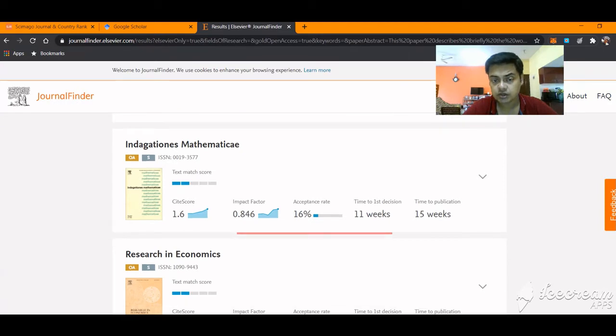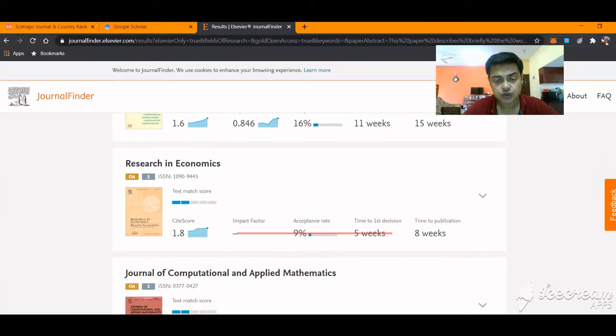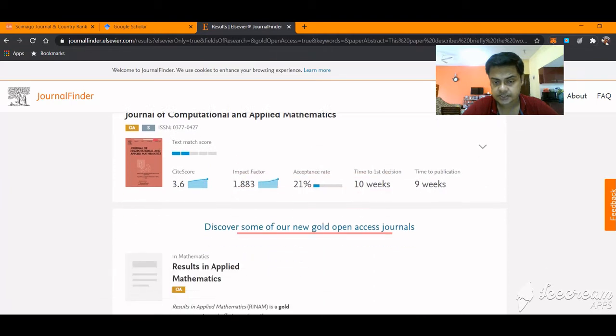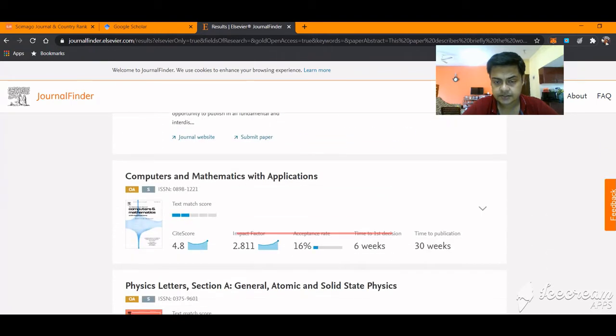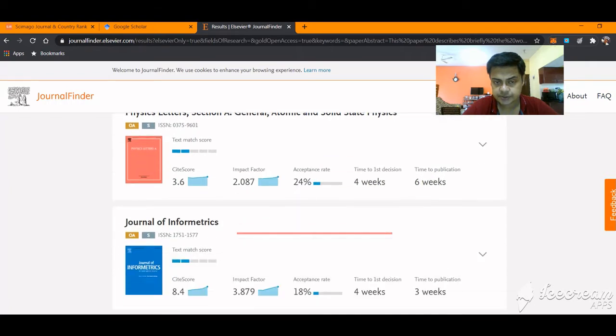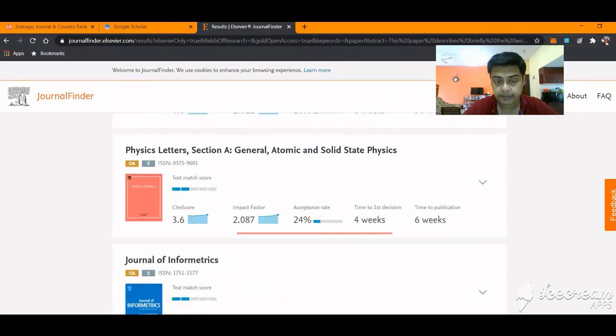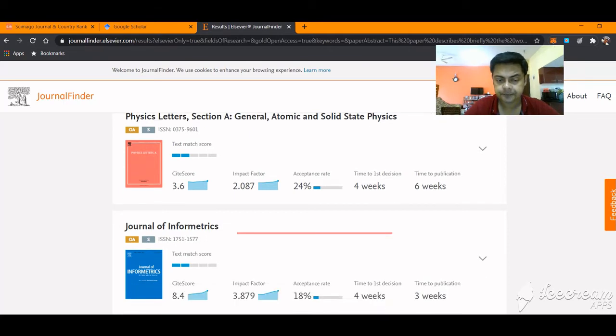Impact factor is low, but acceptance rate is also low. So let us find some acceptance rate high. Some journals, 16%, 95%, 24% is good, better. So impact factor is 2.08, acceptance rate is 24%, time to first decision is 4 weeks, so that's pretty good. Physics Letters Section A, that's pretty good, sounds pretty good.